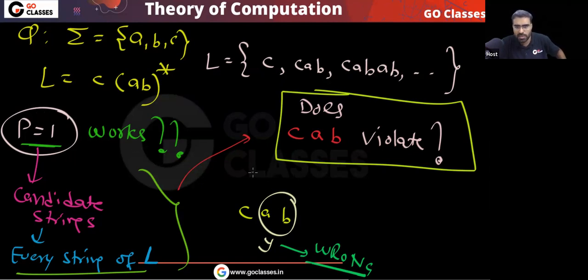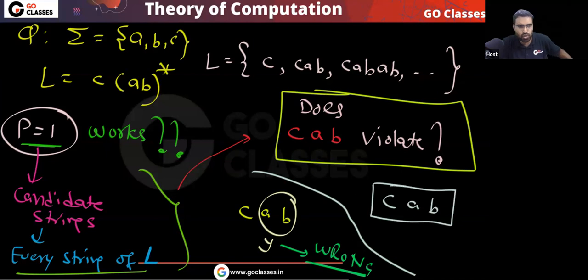So tell me now, for p equal to 1, what will your y be? There is only one possibility for y. This will be your y. Now, what is x? X is the empty string. X means whatever is on the left of y, and the left of y is the empty string. What is z? Z is AB.